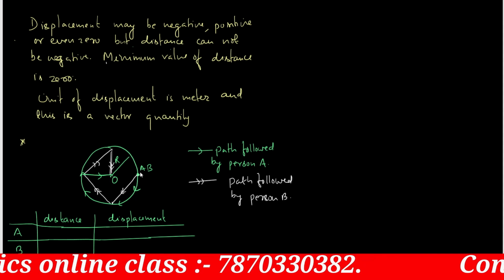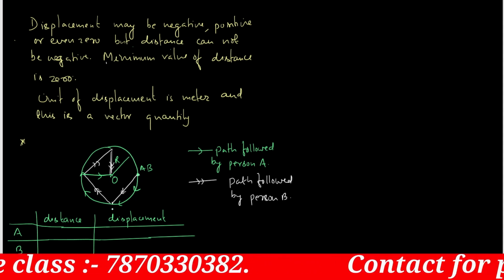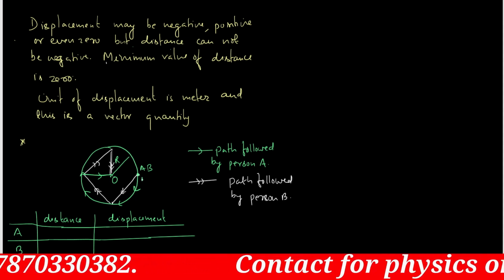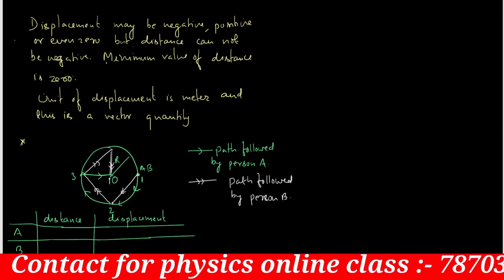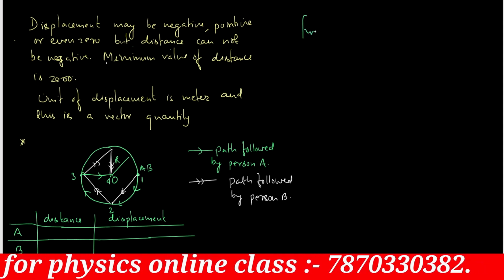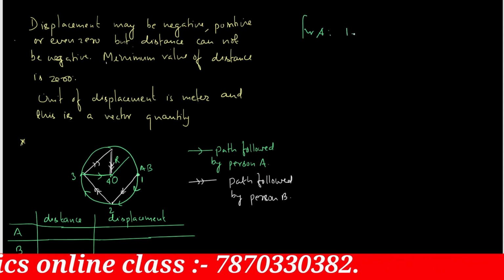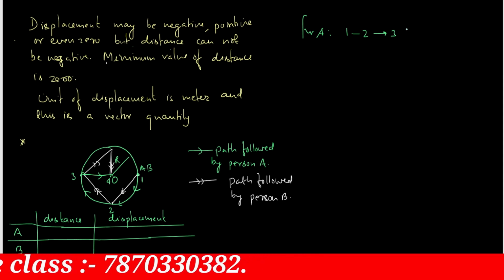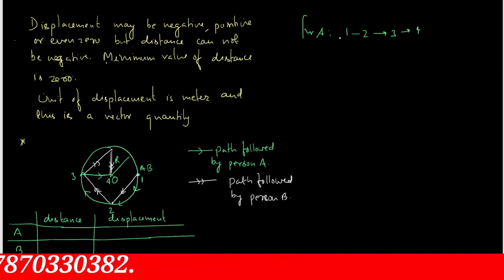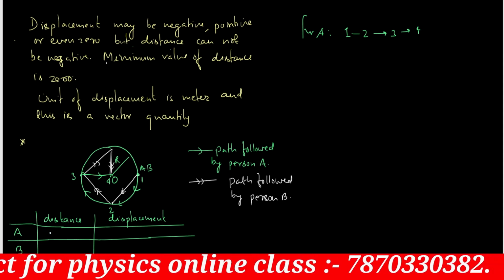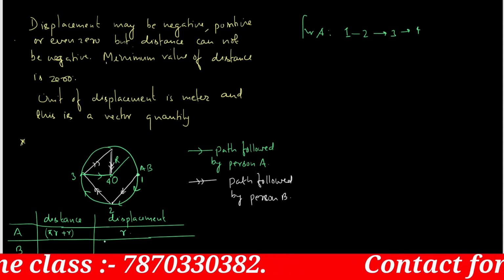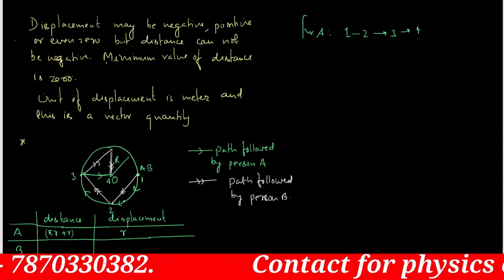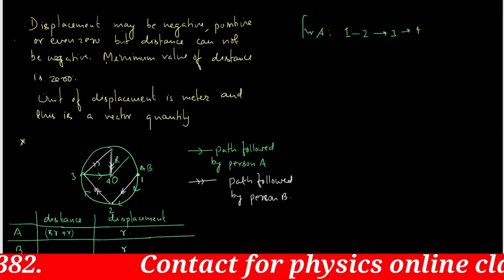No, no. First of all, say this is point one, this is point two, this is point three, and this is point four. For A, it's one to two, pi r, plus r, two to three, and three to four. The distance is pi r plus r. Excellent, very good. Displacement should just be r. Very good. Displacement for B is also just r. And then the path followed by B.